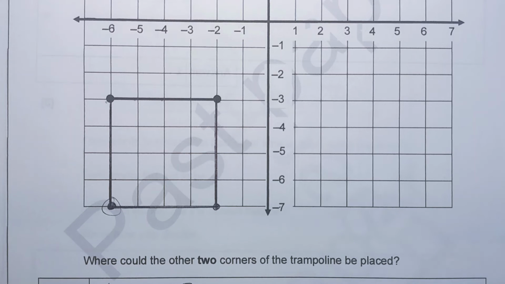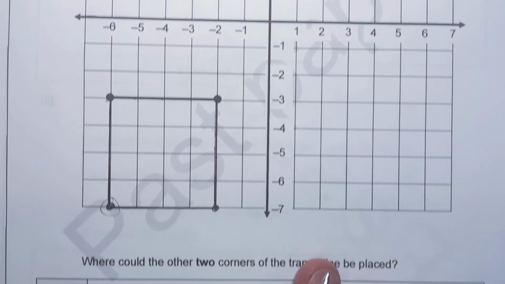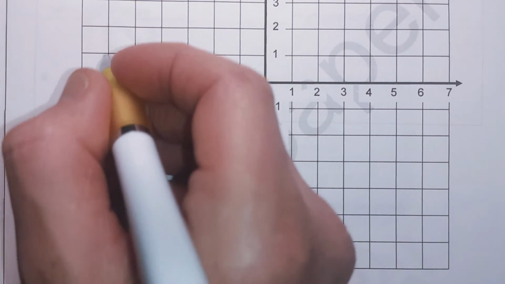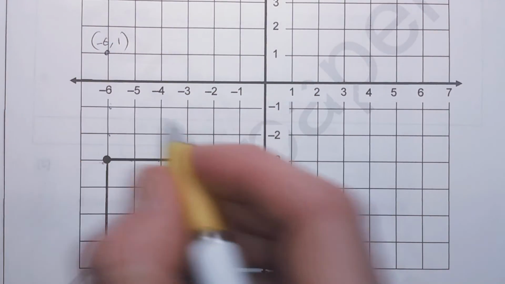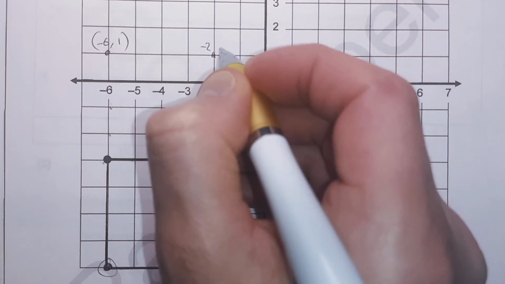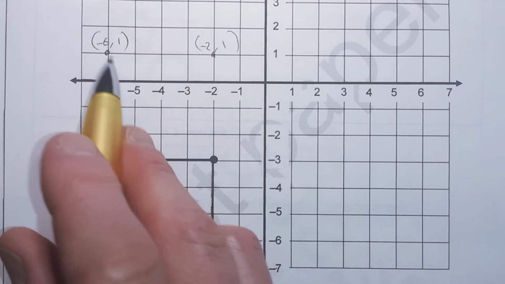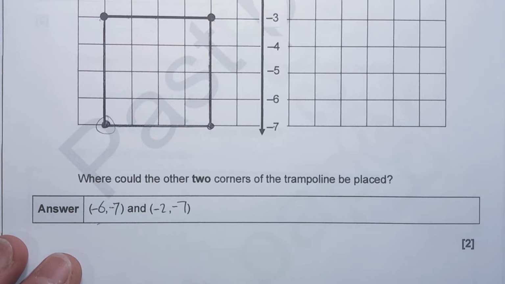You could also have, let's say, also put that on there. We could also have the coordinates if we went up in the other direction. So if we put them up here, 1, 2, 3, 4, we'd end up with -6, 1. And the other one would be here, which would be -2, 1. So it doesn't matter if you put this pair of coordinates or this pair.